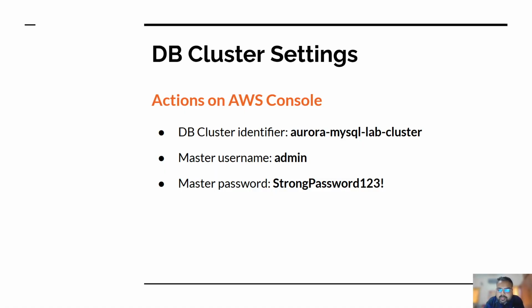Now the next thing is DB cluster settings. Next, we are going to configure the database level cluster settings. One is the name of the cluster. Another thing is the username and password for the admin user, which manages your whole Aurora cluster. One thing we need to remember: in real production environments, credentials should not be hard coded or shared. But for this lab, this setup is perfect. So, let's move ahead and configure these DB cluster settings.